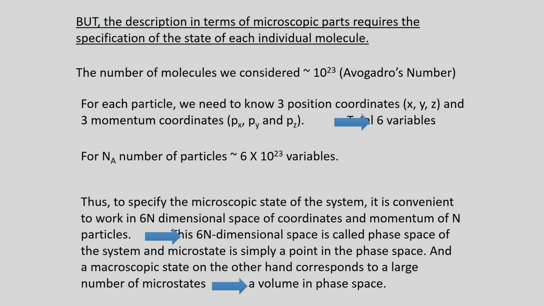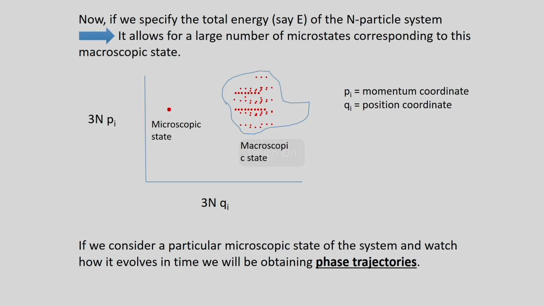This 6N-dimensional space is called the phase space of the system, and a microstate is simply a point in the phase space. The macroscopic state, on the other hand, corresponds to a large number of microstates, and it represents a volume in the phase space. We can see it in this plot here.